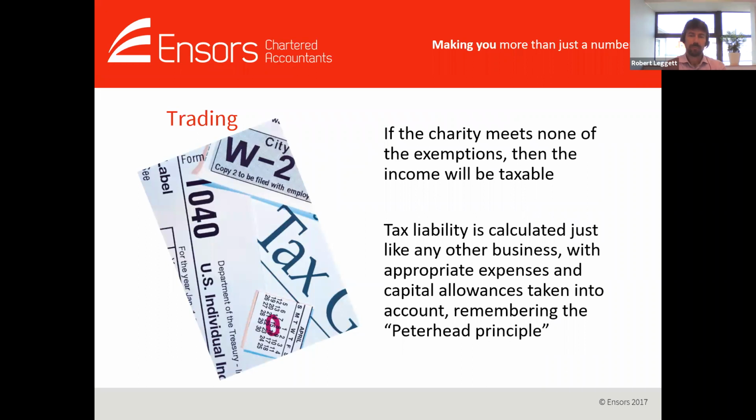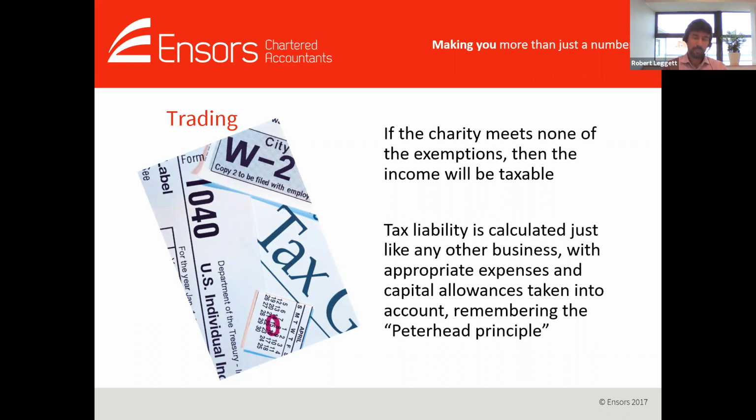So ultimately, if the charity meets none of those exemptions that we've gone through, the income will be taxable. Corporation tax if it's a charitable company, income tax, clearly at much higher rates, 45%, if it's a charitable trust. And I suppose that's an important point because we do see quite a few charities that are concerned about tax on income prefer to incorporate and be charitable companies so that the tax liability is that much lower.